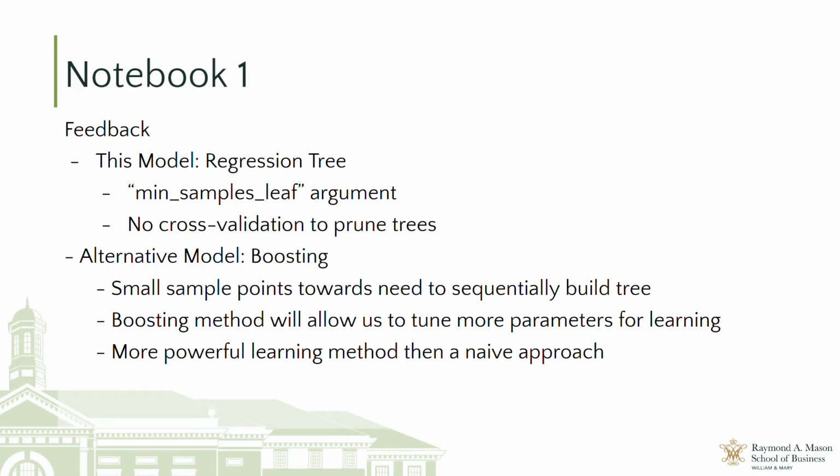This regression tree model uses min-samples leaf, the argument that indicates the number of samples at a leaf node. It is set to 2 right now, which is quite low for predictive accuracy. And there's no cross-validation to prune the trees. To improve upon it, we can use the boosting model that has small sample points to sequentially build trees. And the boosting model will allow us to tune more parameters to customize learning. In addition, there's minimal data exploration, which we can see from other notebooks, which is key because some data cleaning and feature engineering within the sparse context of our data allows for improved results.